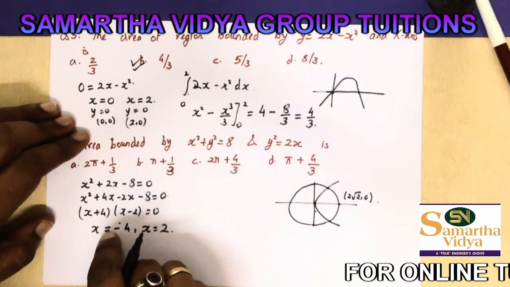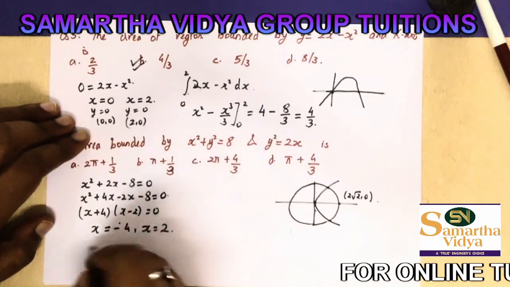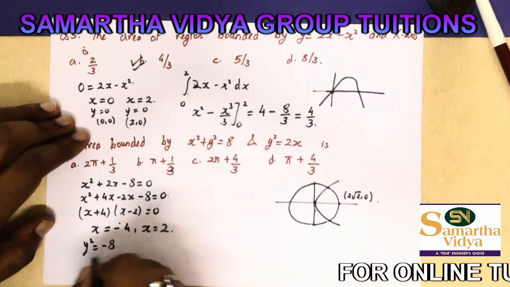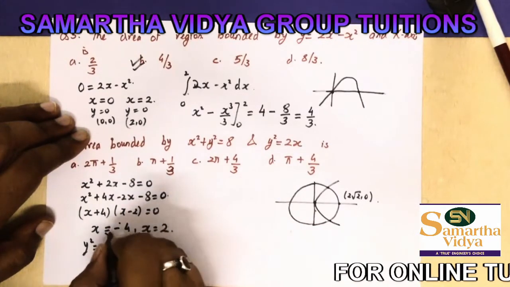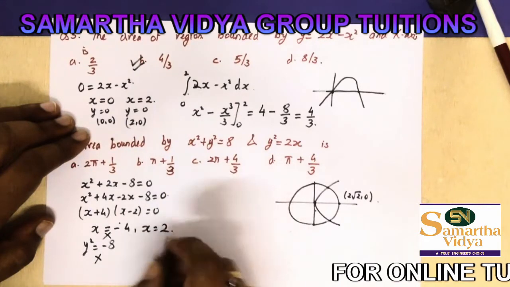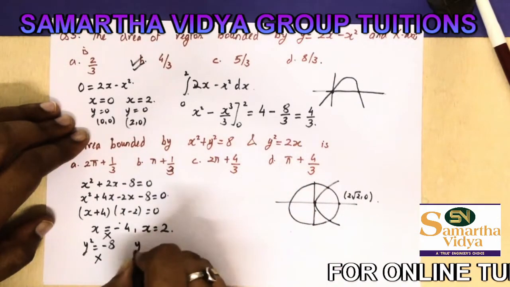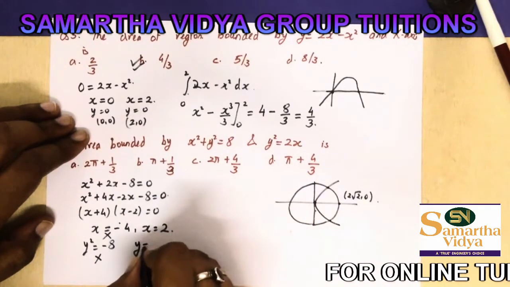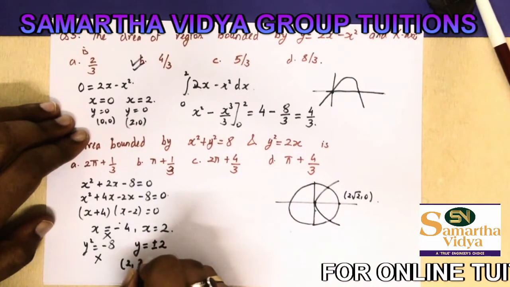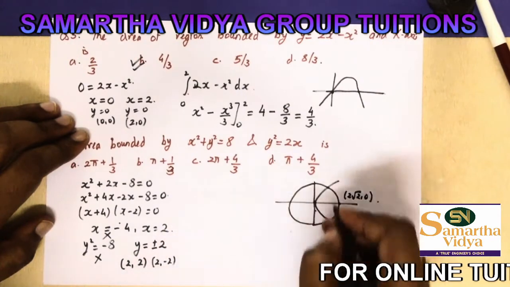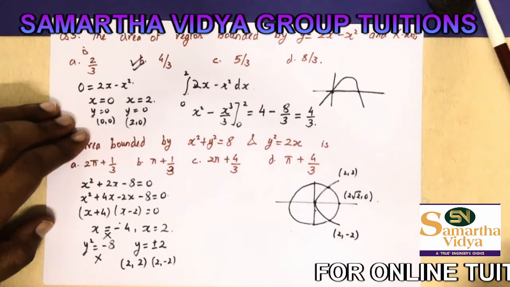Now I need to substitute these values in the parabola. If I substitute x as minus 4, I'll be getting y square is equal to minus 8. But I cannot get a squared value as negative, so this particular point is non-existent. Going to the next one, x is equal to 2. If I substitute over here, I'll be getting y square is equal to 4. That means y is equal to plus minus 2. So I'm getting 2 points, that is 2 comma 2 and 2 comma minus 2.